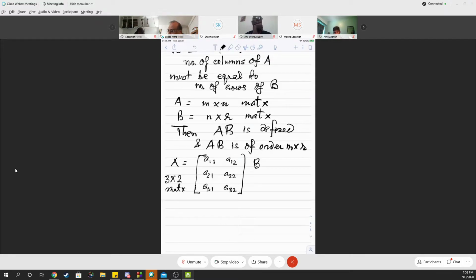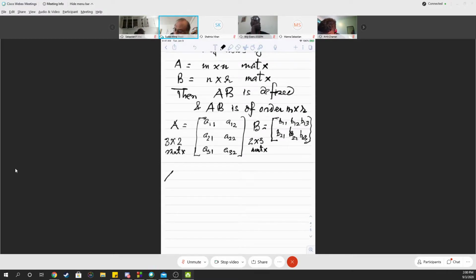And B, for AB to be defined, B must have the same number of rows as A has columns. So let us consider B to be a 2 by 3 matrix. So B is 2 by 3, that means it has 2 rows. B11, B12, B13, B21, B22, B23. And now how do we define the product? Very careful, okay? AB.